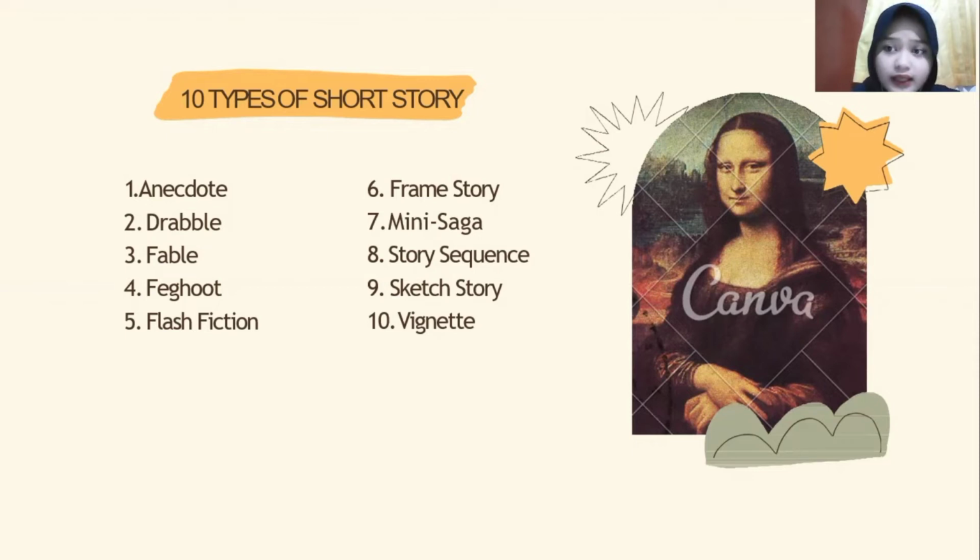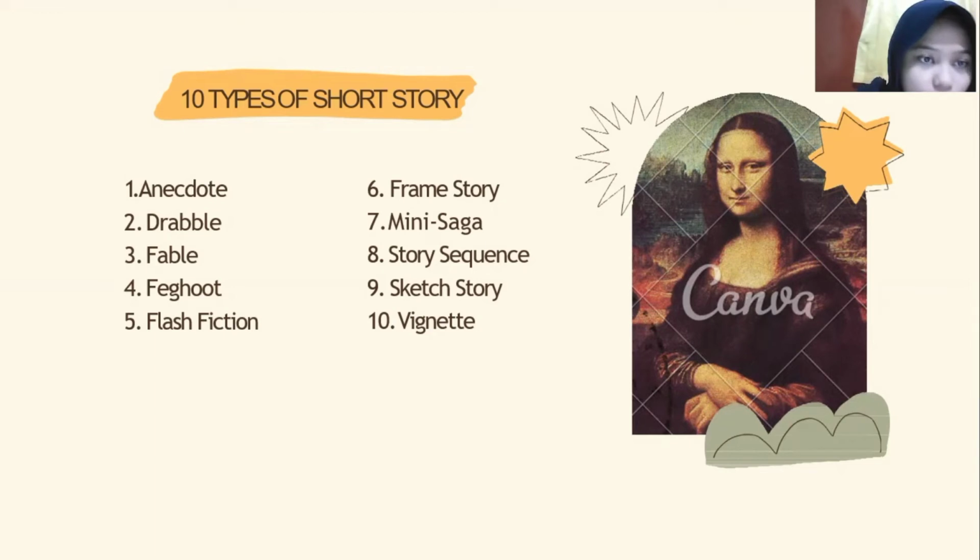The next one is story sequence. So when a group of short stories work together to form a longer piece, it is called a story sequence. However, each story functions as a complete short story on its own, so it is also called a short story cycle or a composite novel.